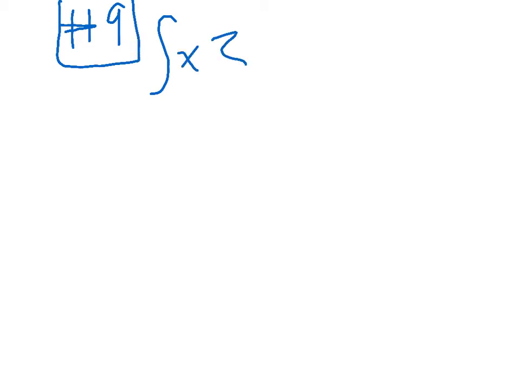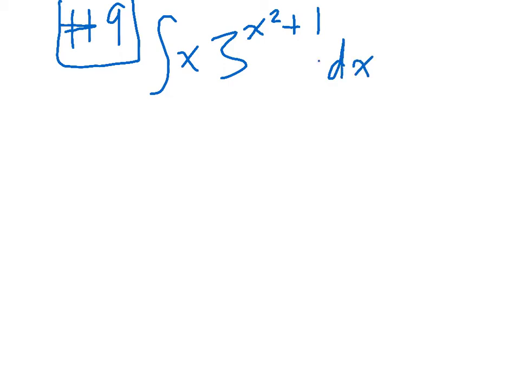Okay, for the next problem, problem number 9, we're going to work with an integration problem and a u substitution that's a little bit trickier than the ones that we've been doing. So this is number 9, and the problem is the integration of x times 3 to the x squared plus 1 dx, of course.